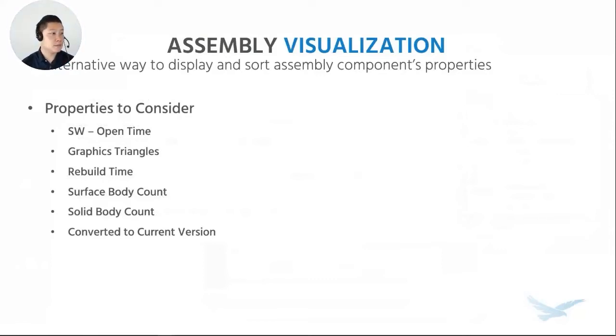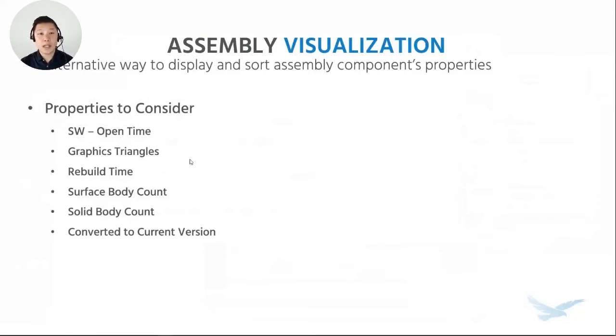Next part I want to talk about is the assembly visualization, right? And certain properties to consider. We'll look at assembly visualization, if you haven't seen it already, and talk about properties to consider. We'll talk about the open time, the graphics triangles, the rebuild time. And what's great is they're actually in their own mode. It's called the performance analysis, right?